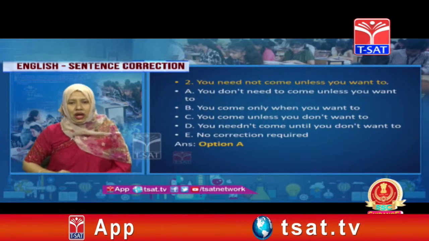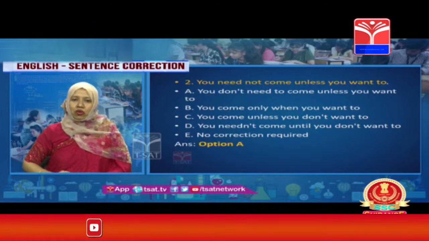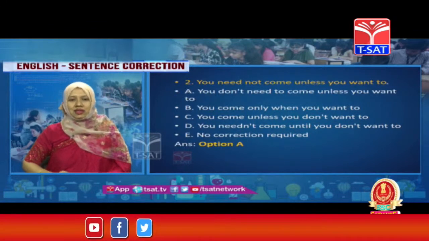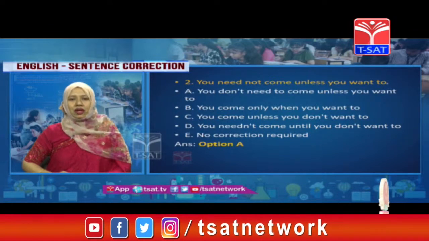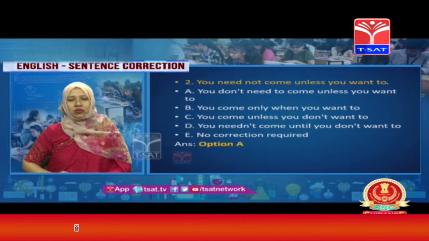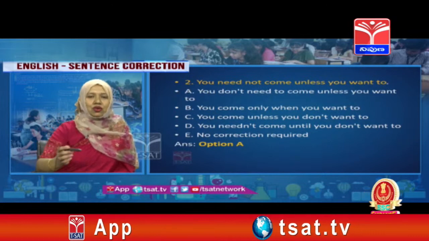You don't need to come unless you want to. Option B, you come only when you want to. C, you come unless you don't want to. D, you don't come until you don't want to. E, no correction required. Now, what is the sentence? You need not come unless you want to.